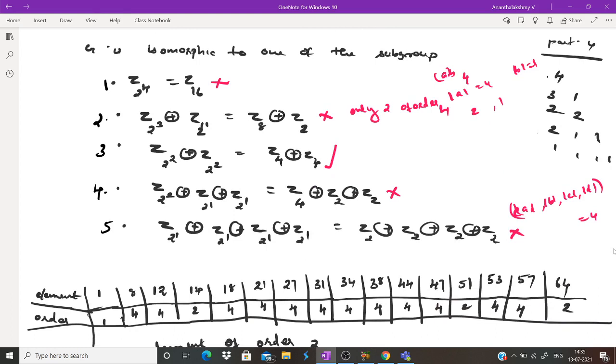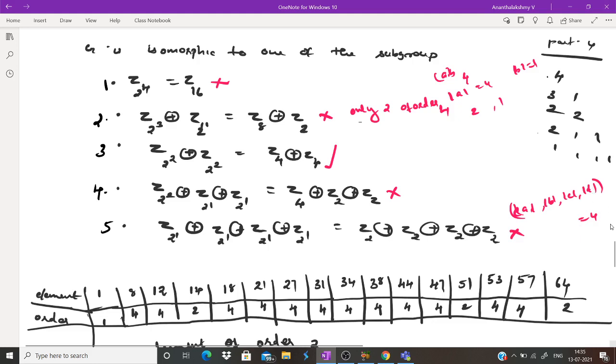And you find out here, how many elements are there? Here it is Z8 direct product Z2. There are only 2 elements of order 4, and you know how to find it. I have explained it to you in detail in class. So there are only 2 elements of order 4. So we can rule out this possibility, and in the same way you can rule out 4 and 5, and finally you get that G is isomorphic to the group Z4 direct product Z4.